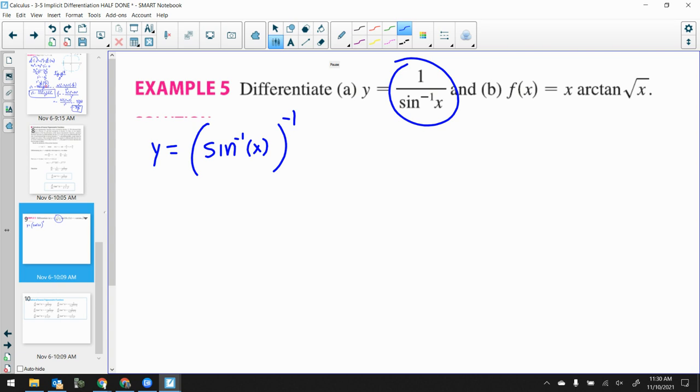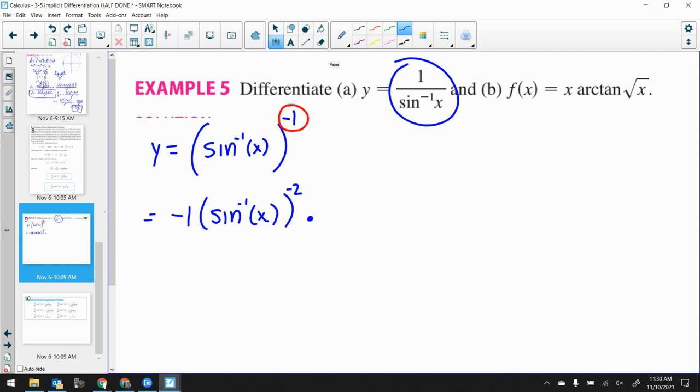Whenever you have something in a denominator of a fraction, treat it like it's a negative 1 power. Now, when I go to differentiate this, this is a chain rule. I have to differentiate the negative 1 power. Let's do that. Negative 1 times inverse sine of x raised to the what power? Negative 2. Multiplied by the derivative of inverse sine.